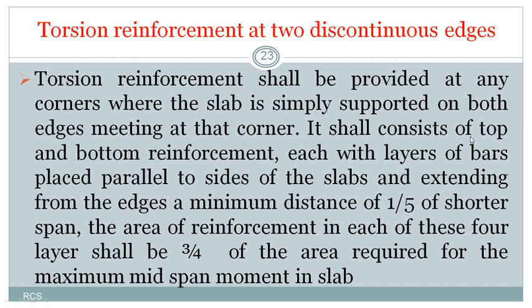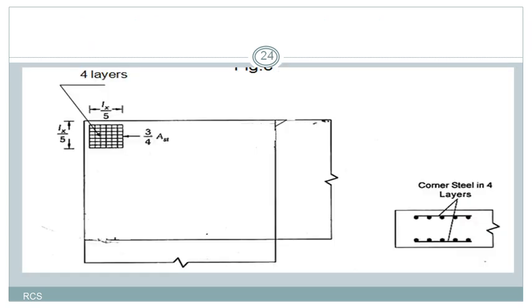and it shall consist of top and bottom reinforcement, each with two layers of bars placed parallel to the sides of the slab and extending from the edges a minimum distance of 1/5 of the shorter span, and the area of reinforcement in each of the four layers should be 3/4 of the area required for the maximum midspan moment in this slab. So this statement I will explain clearly with the help of the figure.